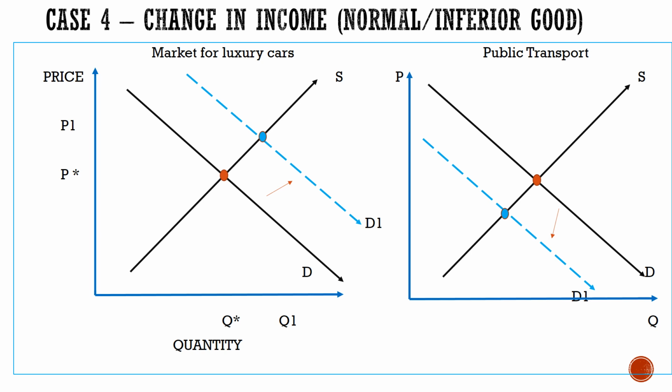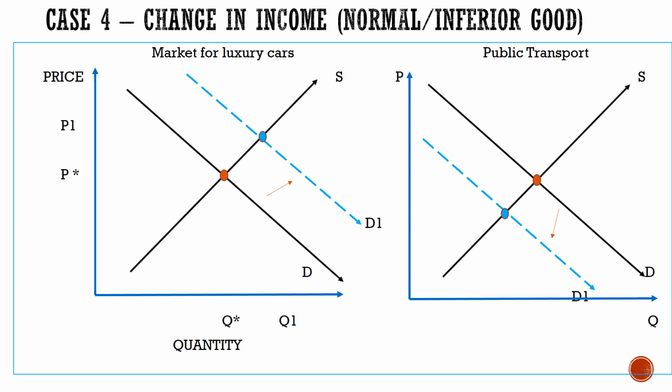Let's suppose your income has increased and we're analyzing the market for luxury cars. Definitely when your income rises, you demand luxury cars. So your demand for luxury cars rises and you move to a new equilibrium with a higher price and higher quantity.